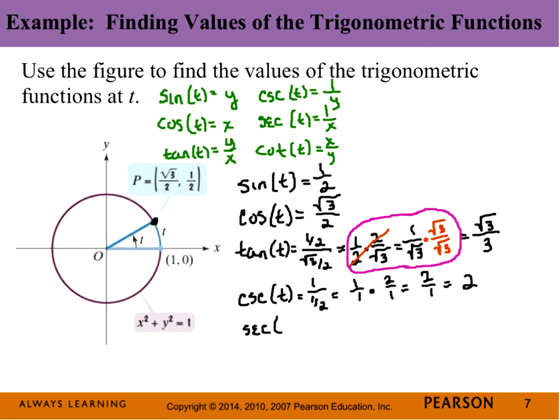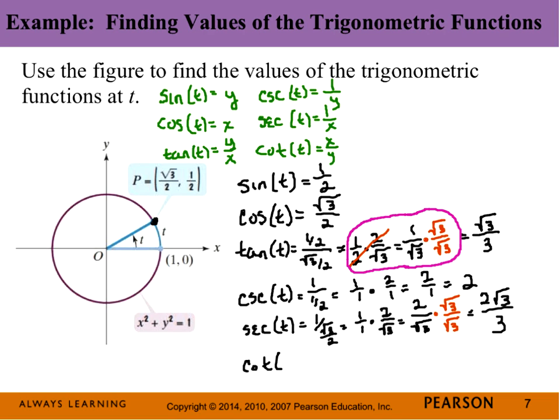And the secant is 1 over x. So 1 over the square root of 3 over 2. Here we go again. 1 over 1 times 2 over root 3. So that's 2 over the square root of 3. I've got to rationalize that denominator. I can't leave a root in the denominator like that. So square root of 3 over square root of 3 gives me 2 square root 3 over 3.